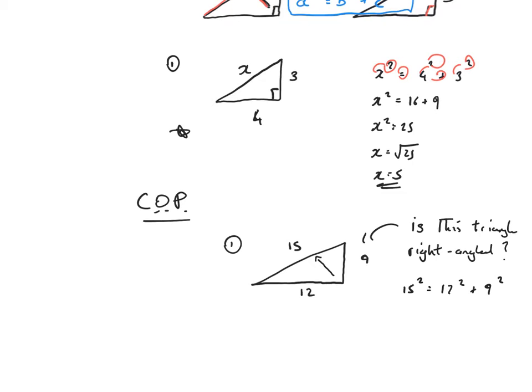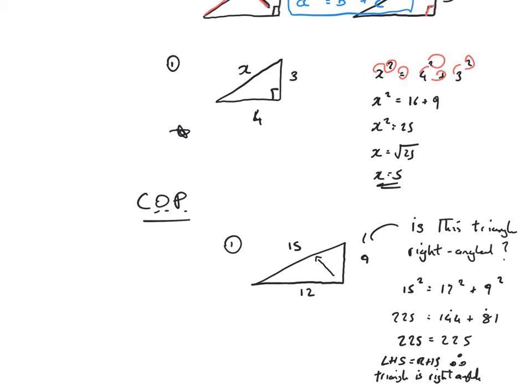So using your calculator, put in 15 squared, and you should get 225. Then 12 squared is 144, and 9 squared is 81. 144 plus 81 is 225. So what we can see there is that Pythagoras worked. 225 is equal to 225. So we'd say left-hand side equals right-hand side. Therefore, the triangle is right-angled. And it's as simple as that.